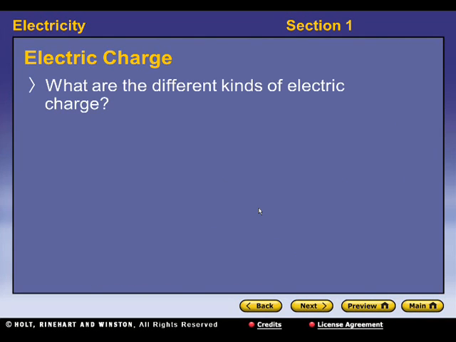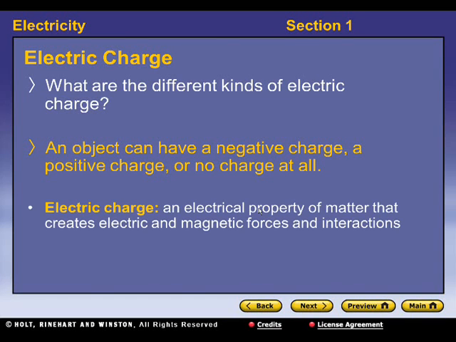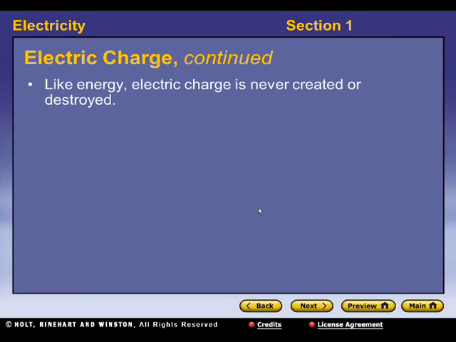So let's talk about electric charge. What are the different kinds of electric charge? An object can have a negative charge, a positive charge, or no charge at all, which is called neutral. Electric charge, basically defined, is an electrical property of matter that creates electric and magnetic forces and interactions.